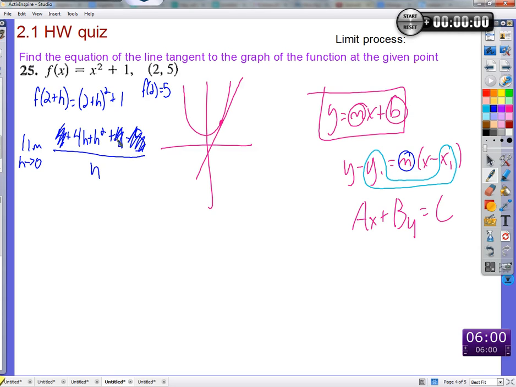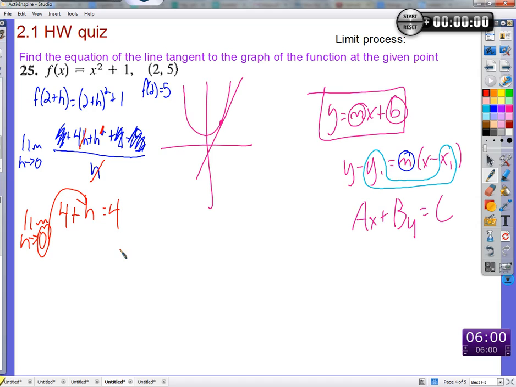4 plus 1 is 5. Minus 5 is nothing. Plus 4h. And how the h is? This h cancels this and one of these. We get 4 plus h. Limit as h goes to 0. So we put 0 in here. We get a slope of 4.